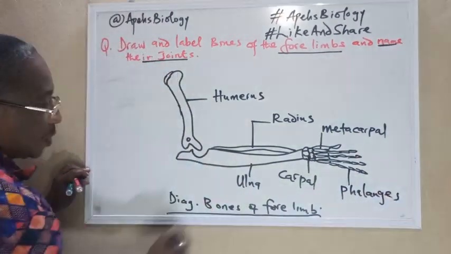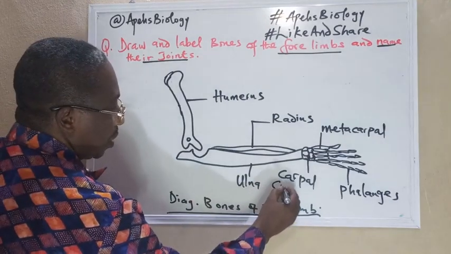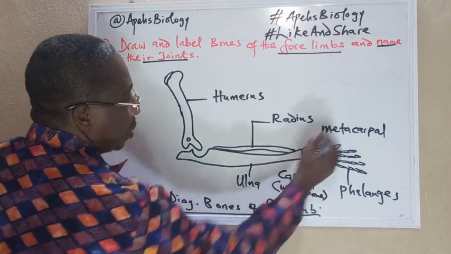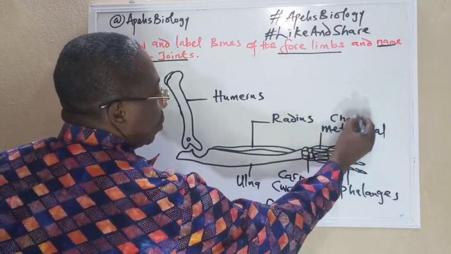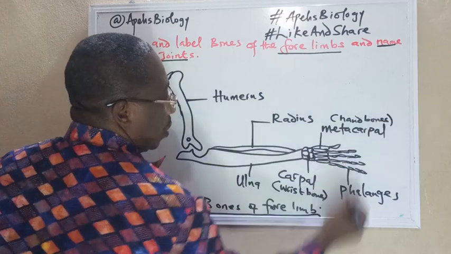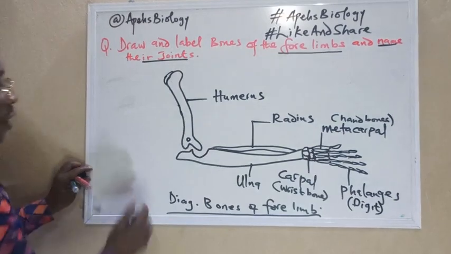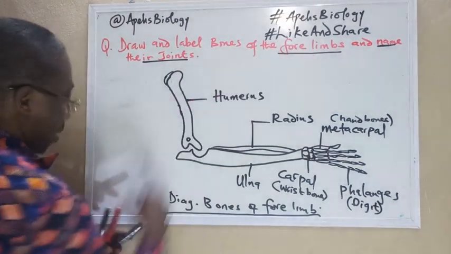So if you look at it, these carpals are the wrist bones. These ones are the hand bones. These are the digits. Okay? And they said we should also name their joints.